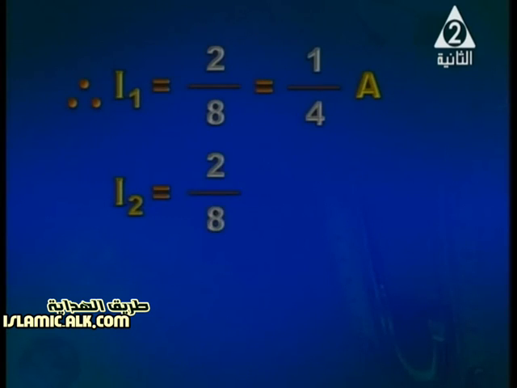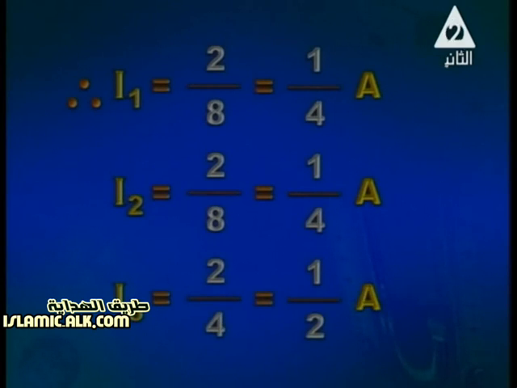Okay, so I1 is equal to the voltage over the value of the resistance, 2 over 8, which is 1 over 4. The same for the other 8 ohm resistor, 2 over 8, it is 1 over 4. And 2 over 4, it is half ampere. Okay, another problem.